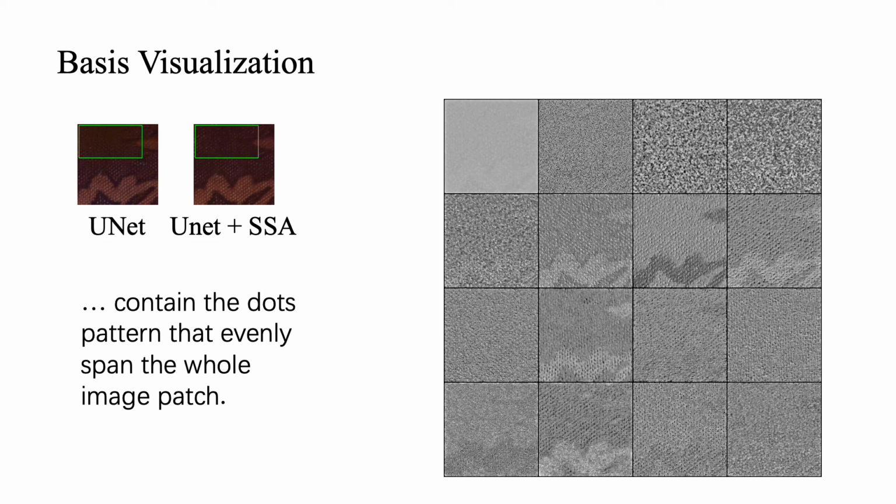As shown in the figure, many of the 16 channels contain the dots pattern that evenly span the whole image patch. We can thus reasonably surmise that this improvement should be attributed to the non-local correlation created by the SSA module. The weak textures on the upper part are supported by the similar occurrence in other parts of the image, and the projection reconstructs the texture by combining the basis with globally determined coefficients.